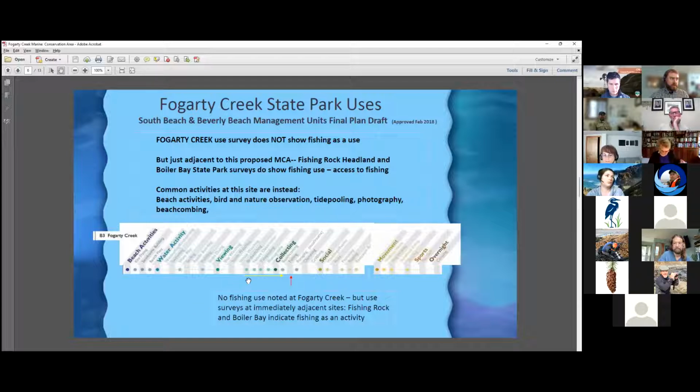These uses shown in yellow are really the predominant ones that I observe as I go to this beach almost on a daily basis. Bird watching, nature observation, tide pooling, photography, beachcombing, agates mostly. And there are other activities too, picnicking, playing on the shore, and kids playing along the creek. So again, I just want to emphasize that this is not an area used for extractive activities.